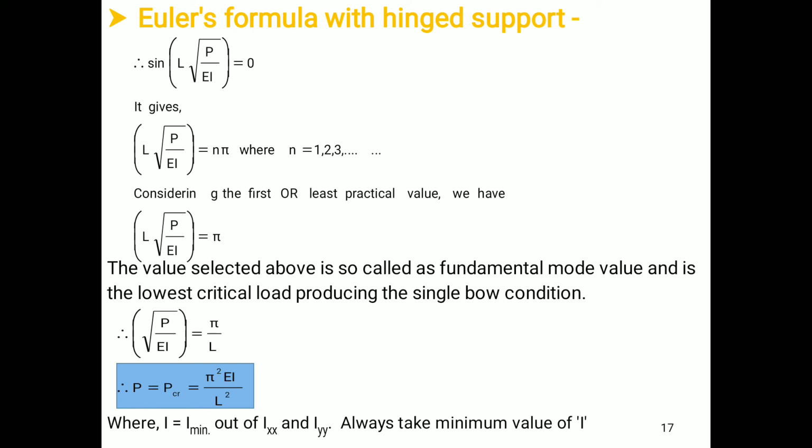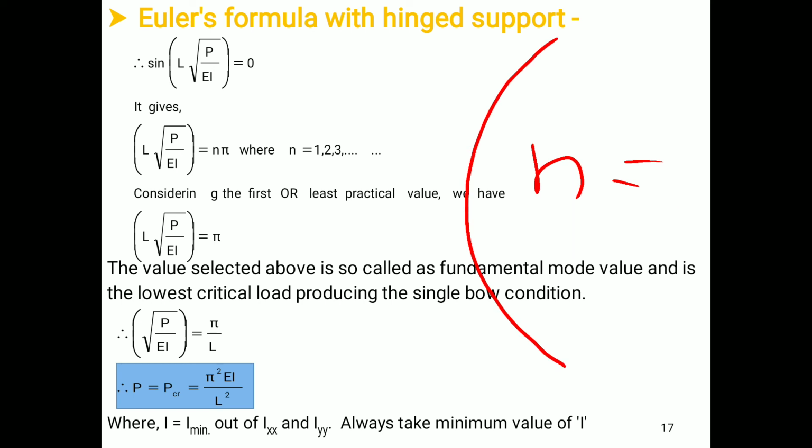The value selected above is called the fundamental mode value, and it is the lowest critical load producing the single bow condition. As discussed earlier, it is known as the fundamental mode value. It is the lowest critical load which will produce the single bow condition, because the single bow condition is considered an ideal condition. This type of deflection curve is an ideal deflection curve, and we have to compare with respect to this one. You get this particular curve only when n is equal to 1.